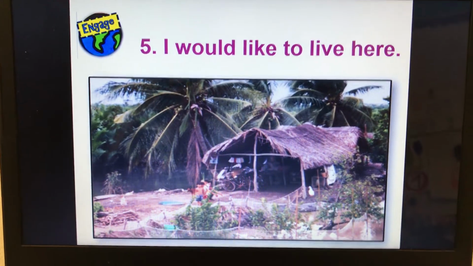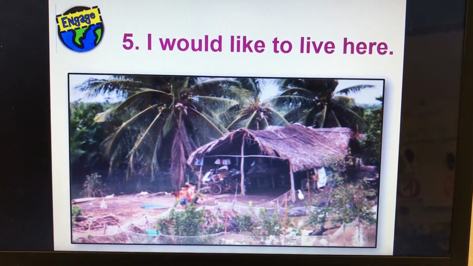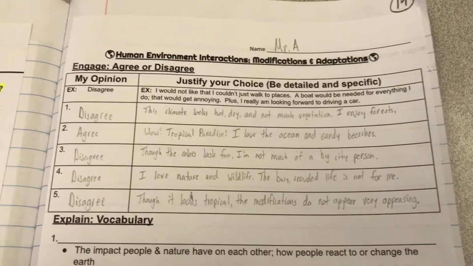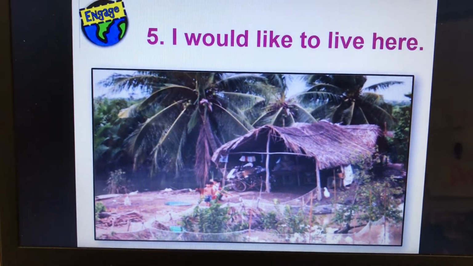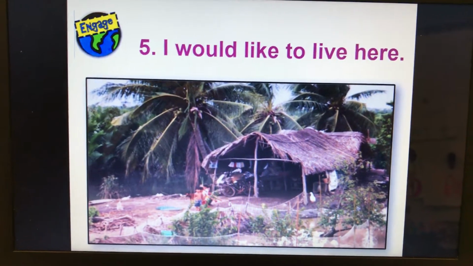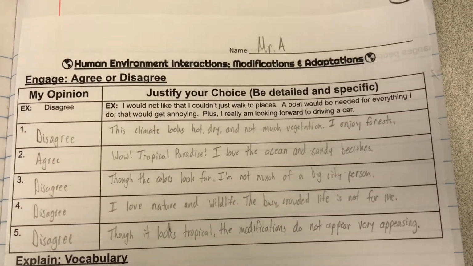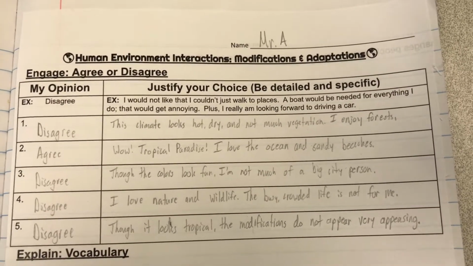And the last one here, would you like to live here? Agree or disagree? See, for this one too, I'm going to have to disagree. Even though it looks like a tropical weather, the modifications that the humans made do not appear very appealing. We can see that it looks sort of like a lean-to shack, and there's lots of trash and things everywhere, so I'm going to have to disagree on this one. So the whole point of this part here was to really think about the environment and whether or not it would be a place that you would like to live in, because the environment does affect our living situations.